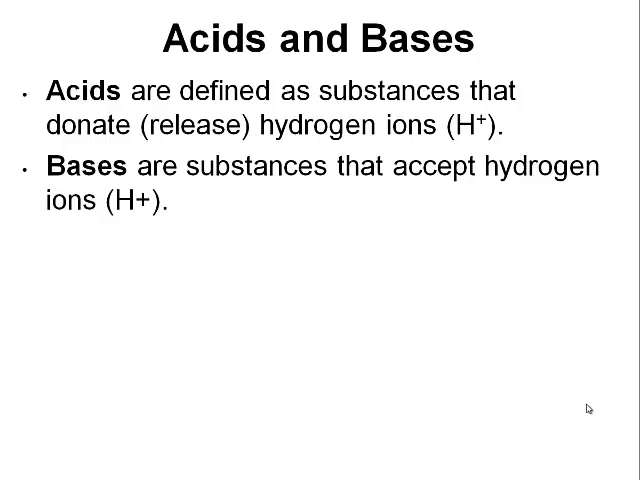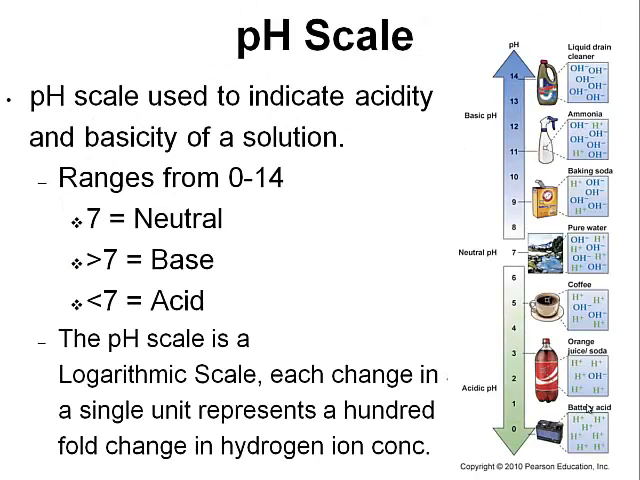So let's talk about the pH scale for just a moment. The pH scale is used to determine how acidic or how basic a substance is. As you likely are aware, the scale ranges from 0 to 14. 7 is neutral. Anything above 7 is a base on the scale, that is, as we see over here to the right-hand side of our diagram. Anything below 7 is an acid.